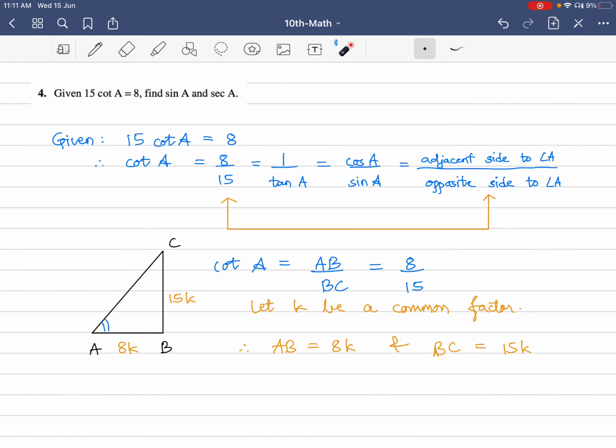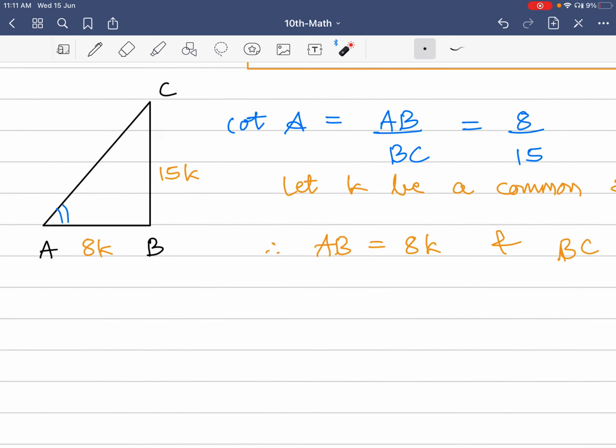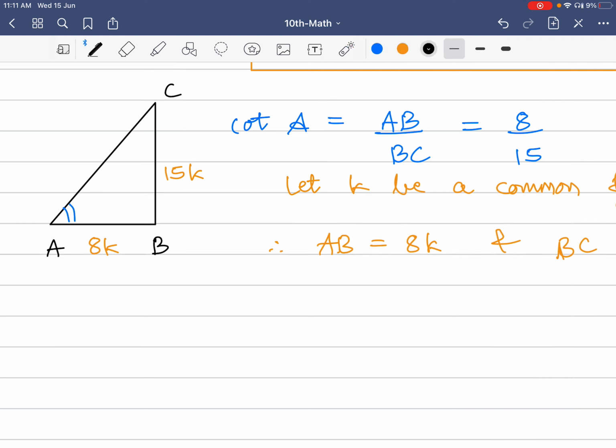In the question, we are asked to find sine A and sec of A. So clearly we are going to need the length of this hypotenuse. So let's go and find the length of the hypotenuse using the Pythagoras theorem. Remember, this is the right angle triangle. So the side which is opposite to the right angle is the hypotenuse. Now let's quickly use the Pythagoras theorem.